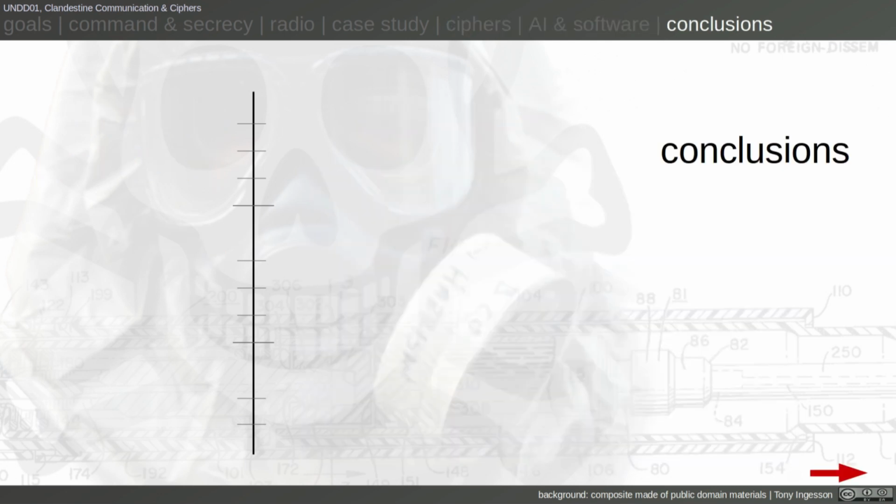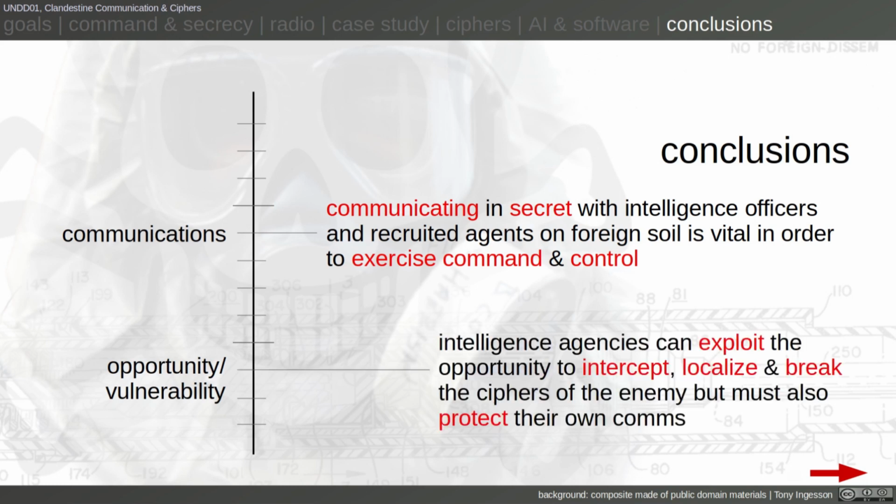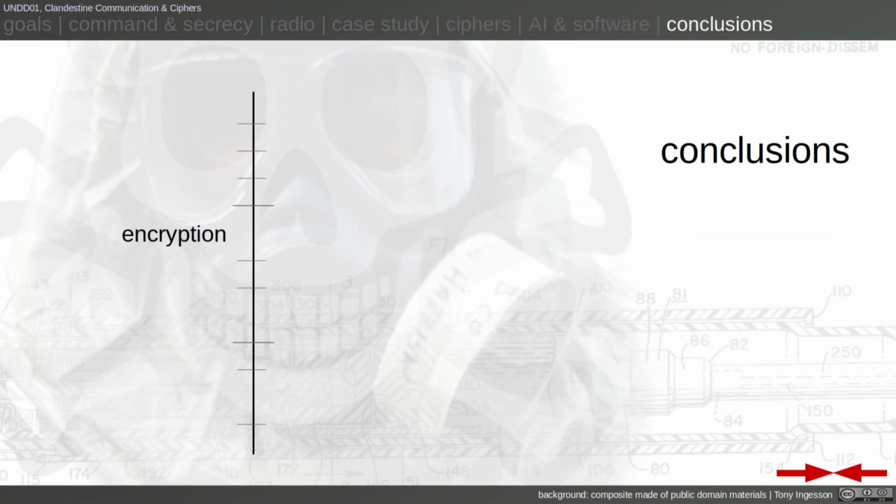Based on this, we can conclude that communicating in secret with intelligence officers and recruited agents on foreign soil is vital in order to exercise command and control. We can also see that this kind of communications presents an opportunity as well as a vulnerability. Intelligence agencies can exploit the opportunity presented by these clandestine communications to intercept, localize, and break the ciphers of the enemy, but at the same time they also have to protect their own communications.